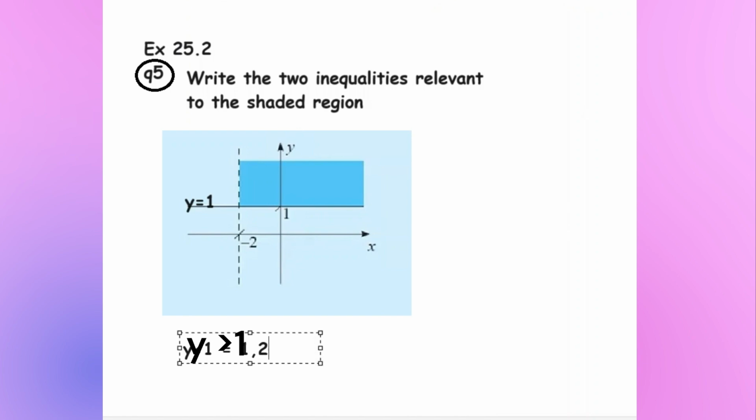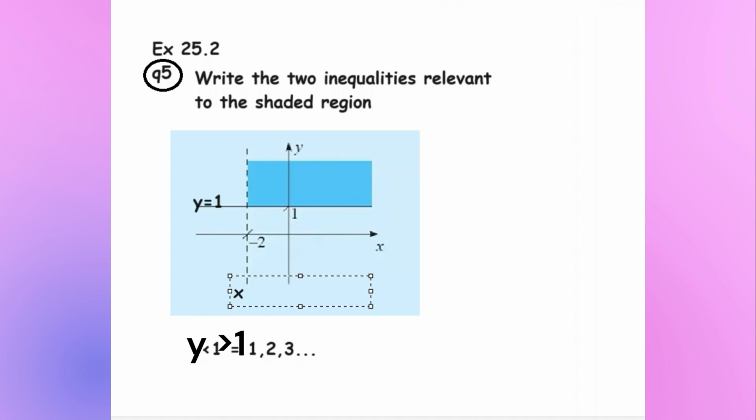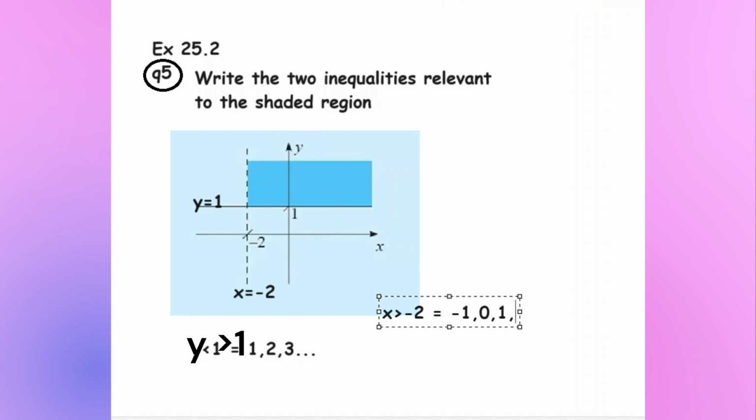1, 2, 3, all positive numbers can be there. And this dotted line is called x equals minus 2. When you write the inequality, you can see the shaded region has x values more than minus 2. So we can write the inequality x is more than minus 2. So what values can x be? You can write minus 1, 0, 1, 2.